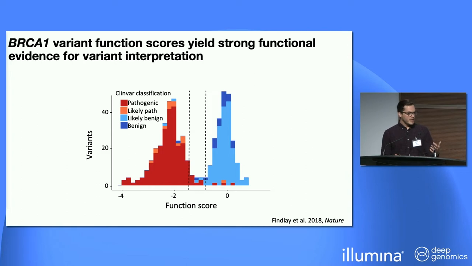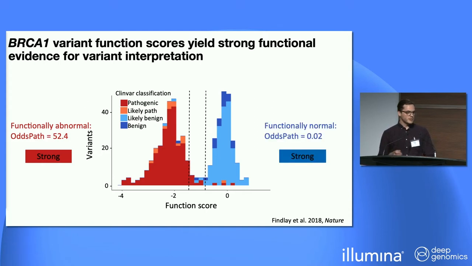When we solve for the odds path for this assay, given its extremely strong validation with the clinical data, we get an odds path for the functionally abnormal variants of 52.4, which is strong evidence for a pathogenic interpretation, and 0.02 for the functionally normal variants, which is also strong evidence for a benign interpretation.